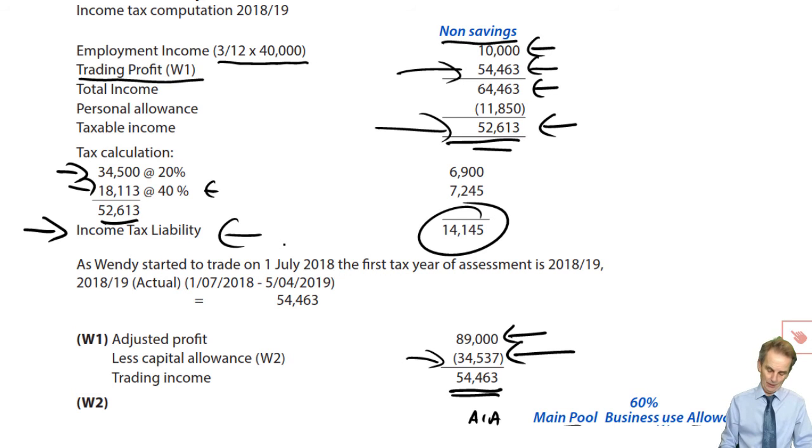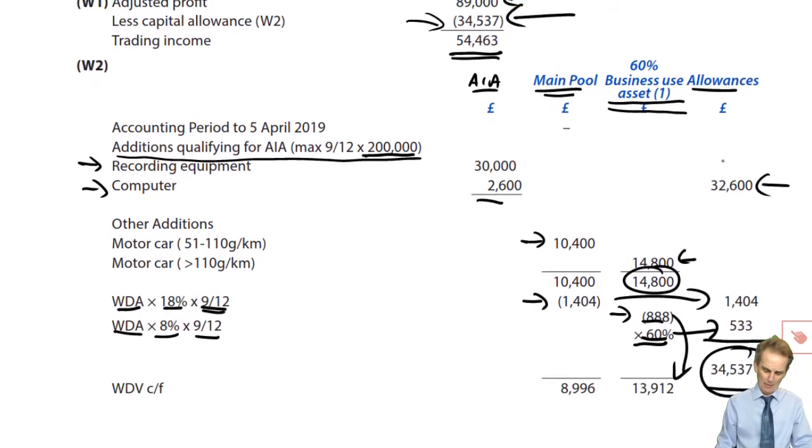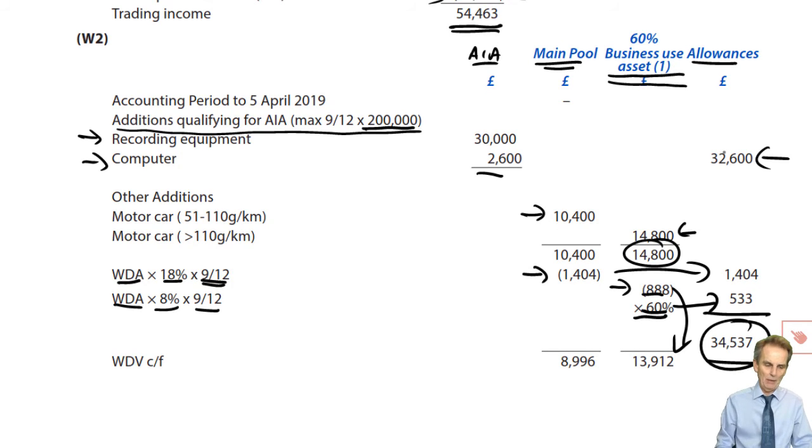Now, in terms of this exercise, we have been given an adjusted profit for our accounting period from start date 1st of July through to 5th of April of 2019. Now, that, of course, could have been a statement of profit or loss provided to you, and you had to do the adjustment of profit to get that figure. We then had to prepare the capital allowance computation for that self-same period. We've done that. Typical opening period situation where we've time apportioned the AIA limit and the available WDA.